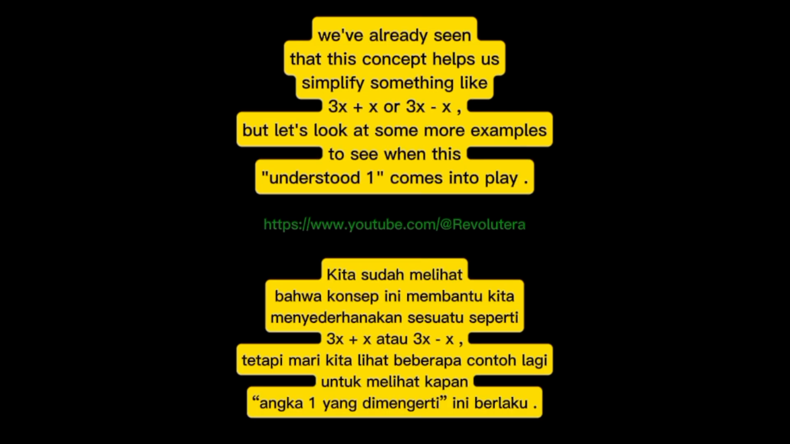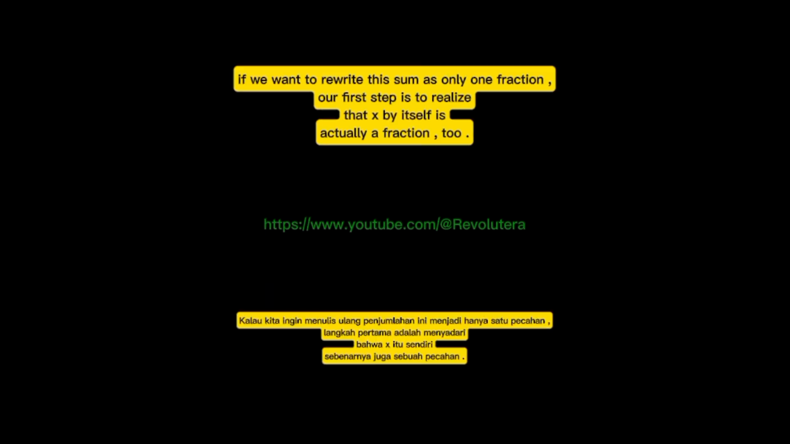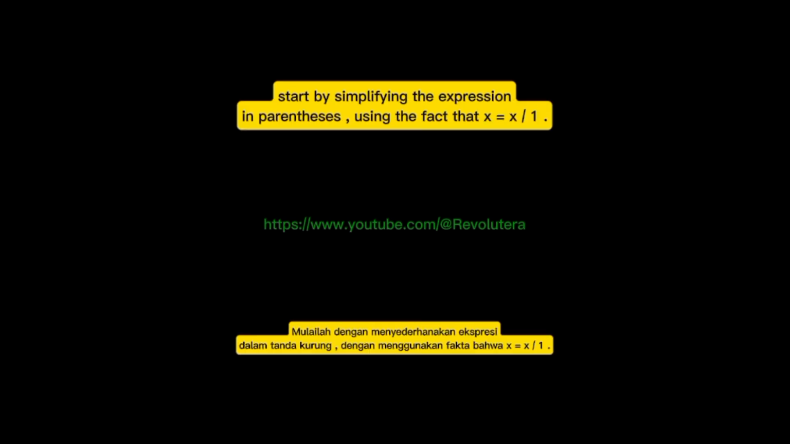We've already seen that this concept helps us simplify something like 0.3x plus x or 3x over x. But let's look at some more examples when this understood 1 comes into play. If we want to rewrite this sum as only one fraction, our first step is to realize that x by itself is actually a fraction, too. Start by simplifying the expression in parentheses, using the fact that x equals x over 1.